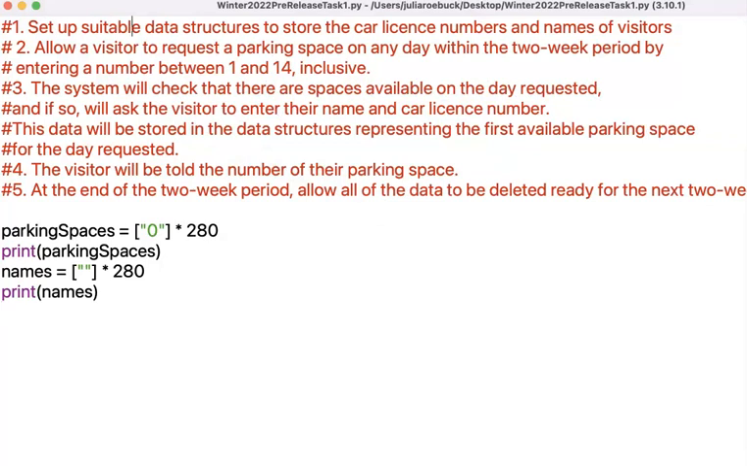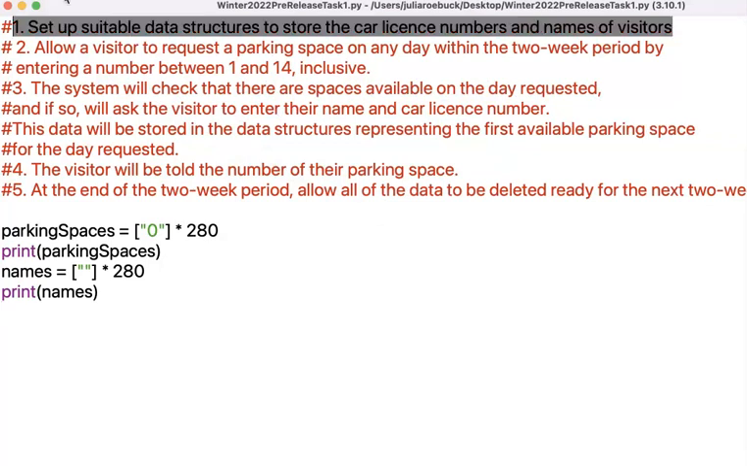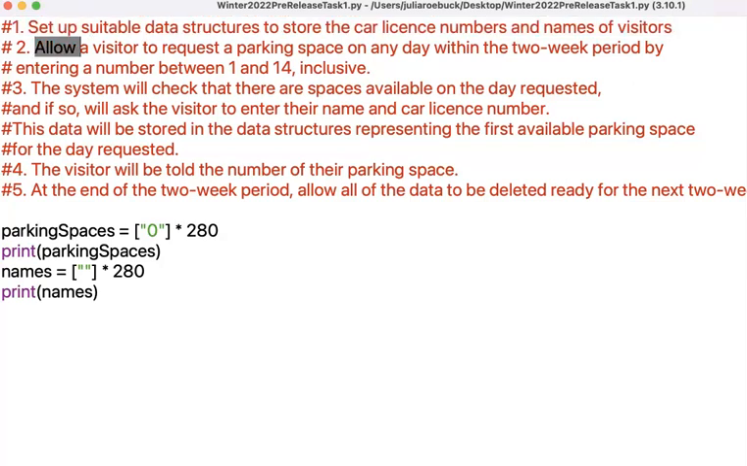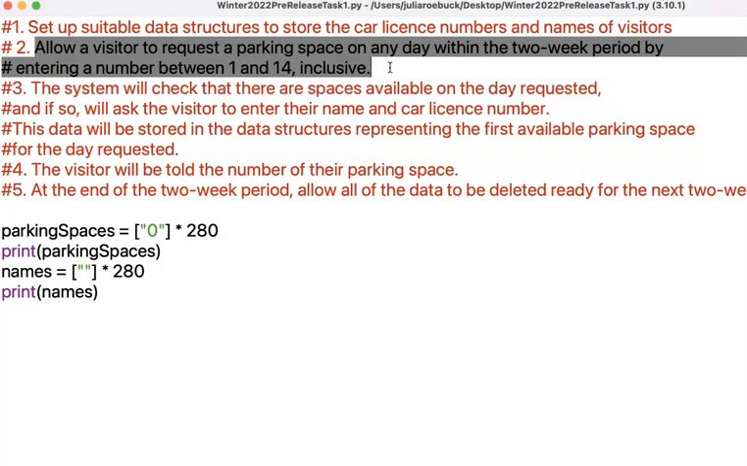Okay, so we've done the first thing. We have set up suitable data structures to store the car license numbers and names of visitors. The second thing that we're going to do next is allow a visitor to request a parking space on any day within the 2-week period by entering a number between 1 and 14 inclusive. Now when we're doing this, we need to do a validation check to make sure that that number is between 1 and 14.